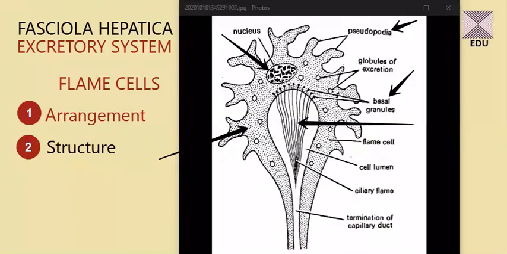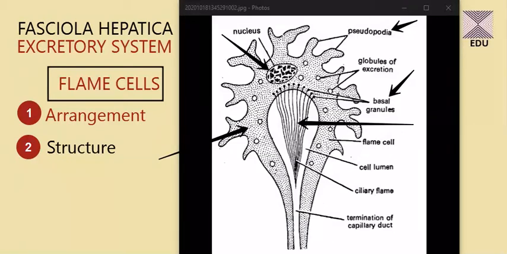So these are many in number, and whenever these cilia move inside the lumen of the flame cell, they look like a flame. So that's why they are named flame cells. This is due to the movement of the cilia which are present inside them. So they look like a flame. That's why these are flame cells. So this is the structure of the flame cell.